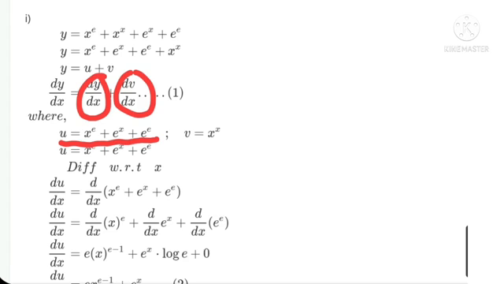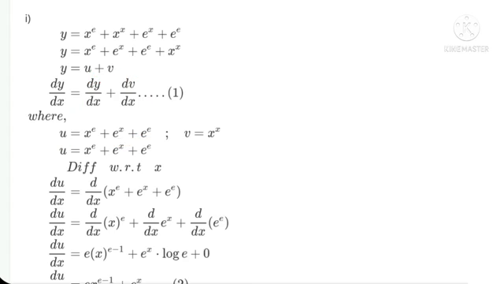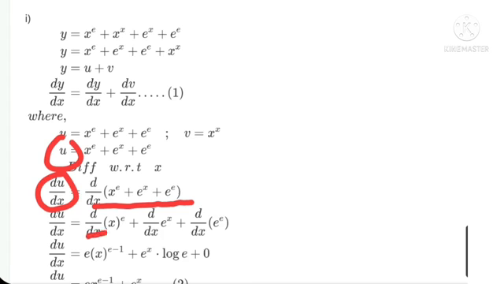So u is x raised to e plus e raised to x plus e raised to e. Differentiate with respect to x, we get du by dx, and d by dx of x raised to e plus e raised to x plus e raised to e. Take derivative of each term, d by dx of x raised to e plus d by dx of e raised to x plus d by dx of e raised to e.